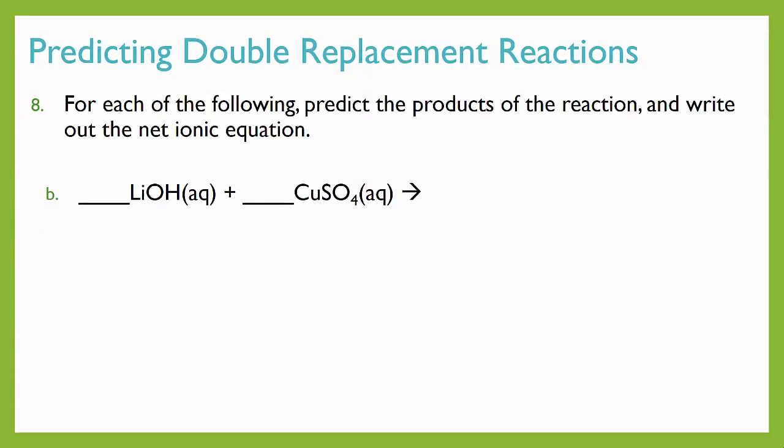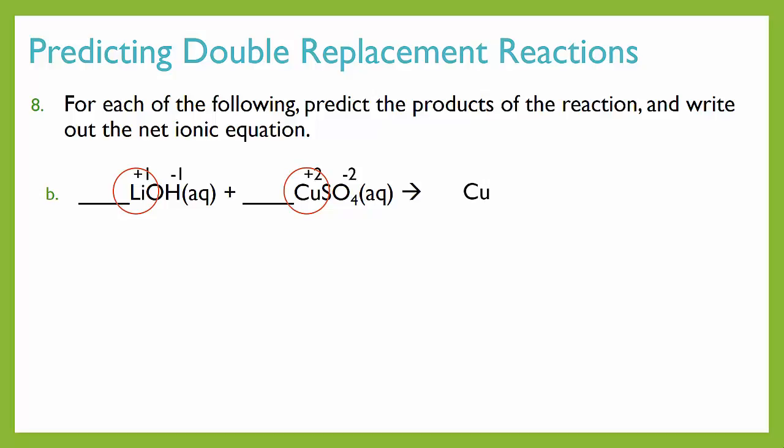For my next one, I've got lithium hydroxide solution and copper sulfate solution. So I want to figure out my charges. Lithium is +1, hydroxide is -1. The charge on sulfate is -2, which means that the charge on copper has to be +2. So the lithium and the copper are going to switch places.